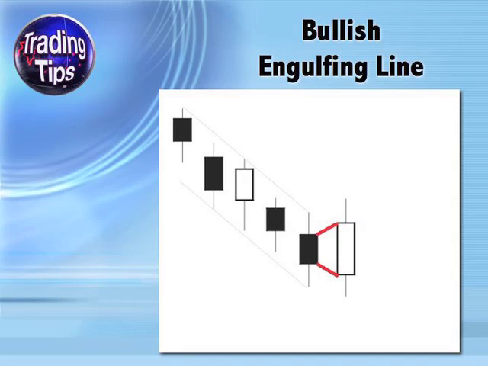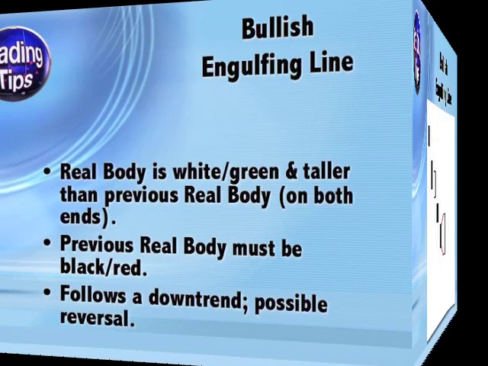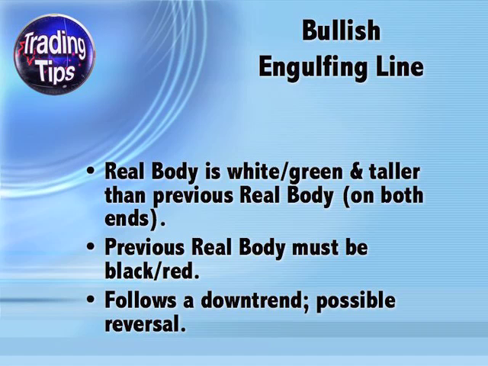Well, with all this in mind, what do you notice about the final real body in this chart, and how it differs from the previous real body? First off, the final real body is white, while the previous real body is black. That alone is not enough to symbolize a bullish engulfing line. A second important criterion is that the final real body is taller than the previous one on both ends. This means that its closing price, or real body top, is higher than the previous day's open, and that its opening price, symbolized by the real body bottom, is lower than the previous day's close.